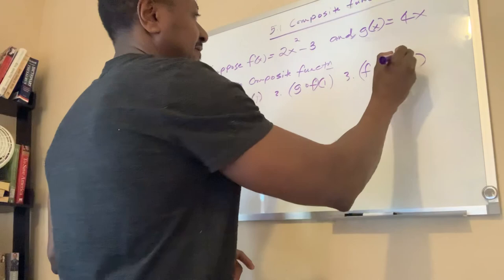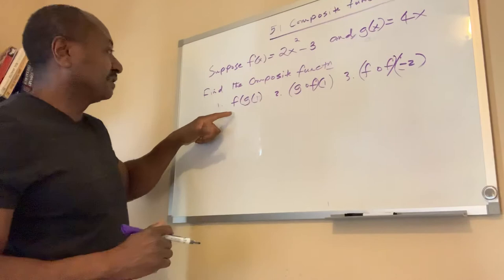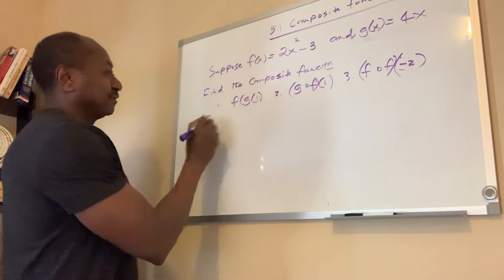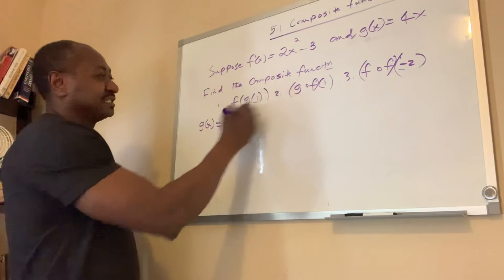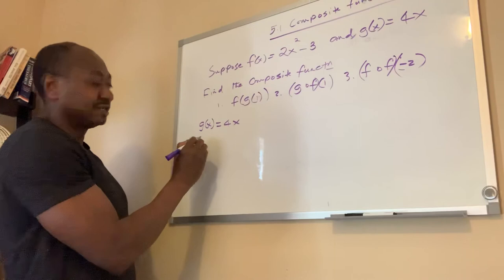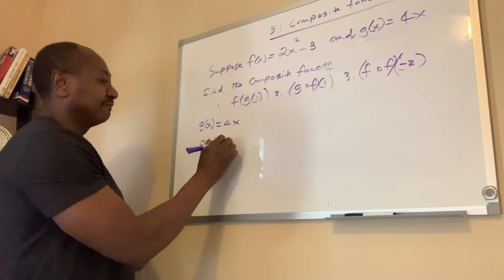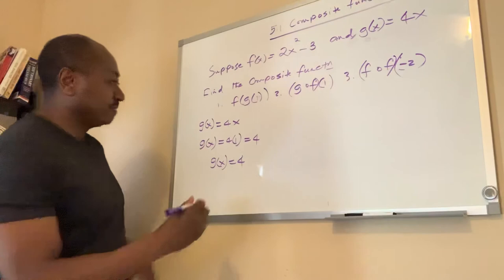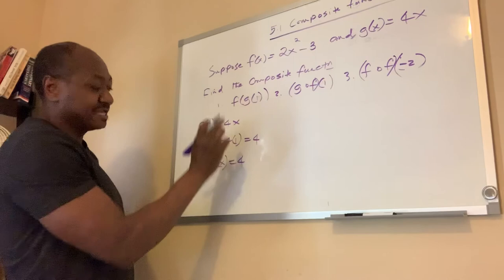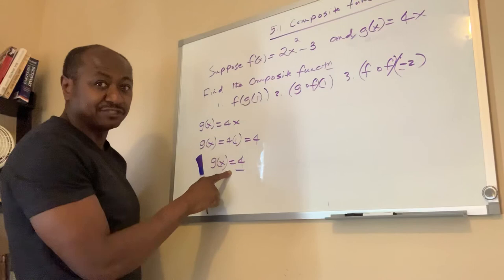So if we take the first one, the function f of g of 1, what this translates to mean is, first of all, the function g of x is 4x. So anywhere in the function g you see x, it is replaced by 1. So you have the function g of x now becomes 4 times 1, which is 4. Now, go back to what you're being told to do, because you're composing the function f of g of 1. The function g of 1 is 4. So anywhere in the function f of x you see x, you replace it with 4.